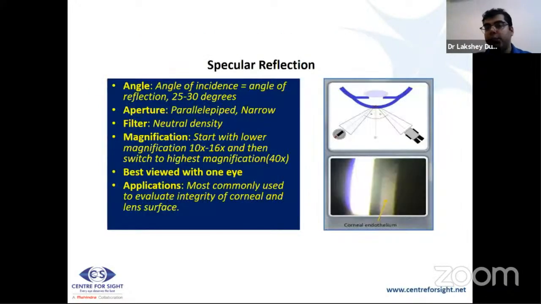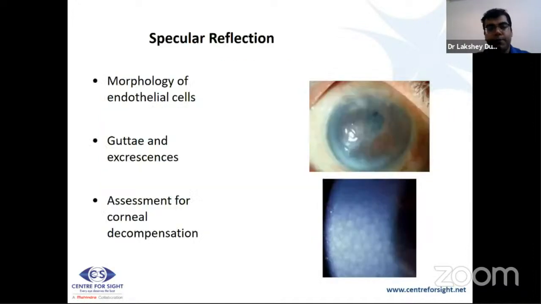Another way of seeing is specular reflection. In this method of illumination, I would highlight one important thing which you should know, that the angle of incidence should be equal to the angle of reflection. So you change your observation beam or tilt your observation beam and illumination beam in such a way that your angle of incidence is equal to the angle of reflection. It is most commonly used to evaluate the integrity of the corneal endothelium. So it highlights morphology of endothelial cells, guttae, excrescences.